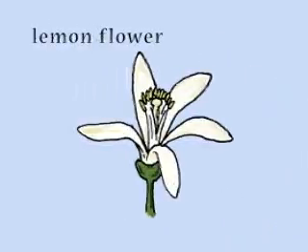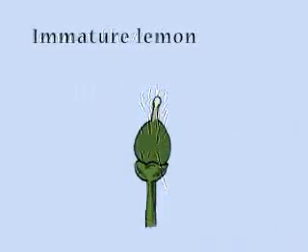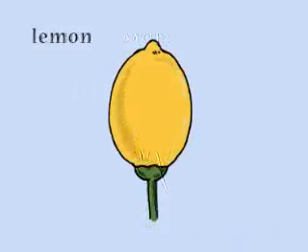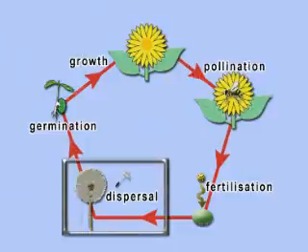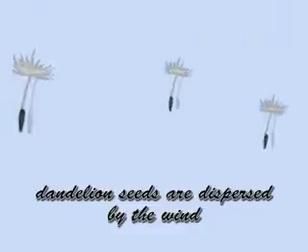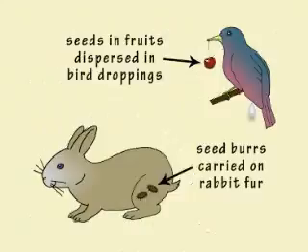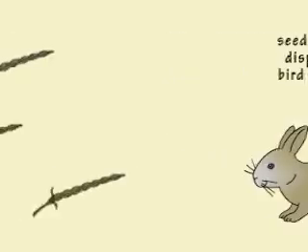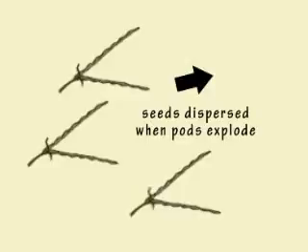Once fertilization has occurred, the flower starts to die as the ovary develops into a fruit containing seeds. The seeds must be dispersed or carried away from the parent plant so they have enough space to sprout and grow into new plants. Some seeds have feathery parachutes and are dispersed by the wind. Others are dispersed by animals, which eat their fruits or carry them on their fur. And yet others have seed pods that explode, sending the seeds shooting out.